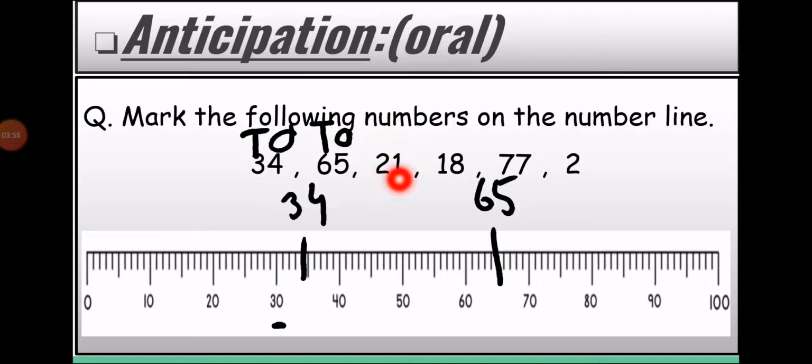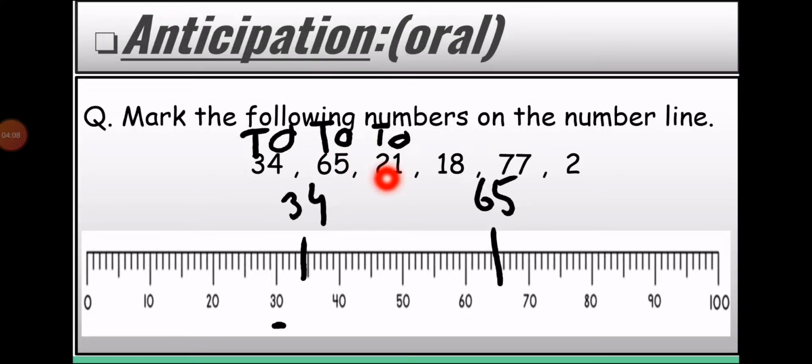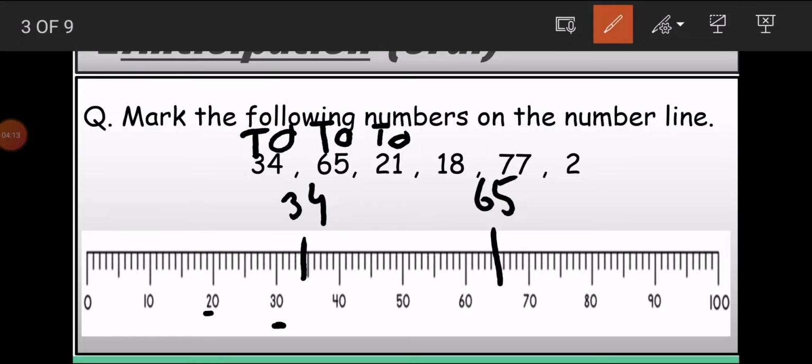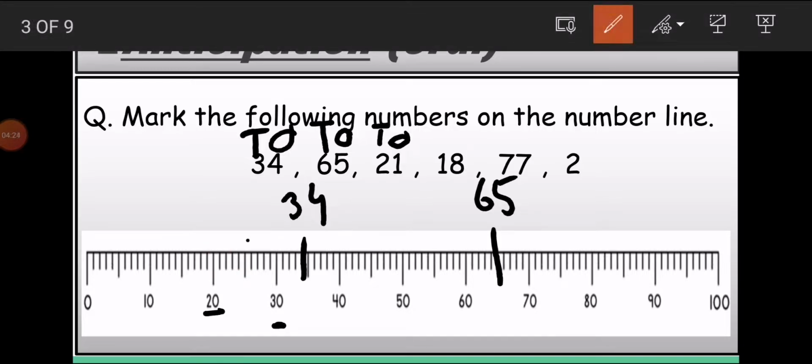Now the next number is 21. So I am going to put the place value first. In 21, 1 is ones and 2 is tens. So in the number line, first we will have to find out 2 tens. 0, 10, here is 2 tens. So from 2 tens, 20, how much do I have to count more? There is 1 ones. So I will count only 1 here. It's 20 and 1. It is 21. Now I am putting 21 in its place here. I am marking 21 here.